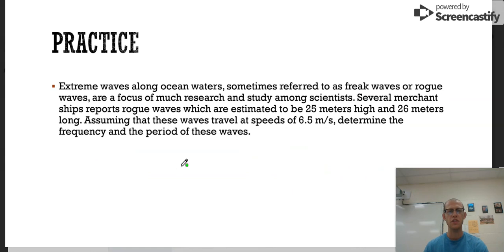Next problem. Extreme waves along ocean waters, sometimes referred to as freak waves or rogue waves, are a focus of much research and study among scientists. Several merchant ship reports describe rogue waves which are estimated to be 25 meters high and 26 meters long. Assume that these waves travel at speeds of 6.5 meters per second. Determine the frequency and the period of these waves.